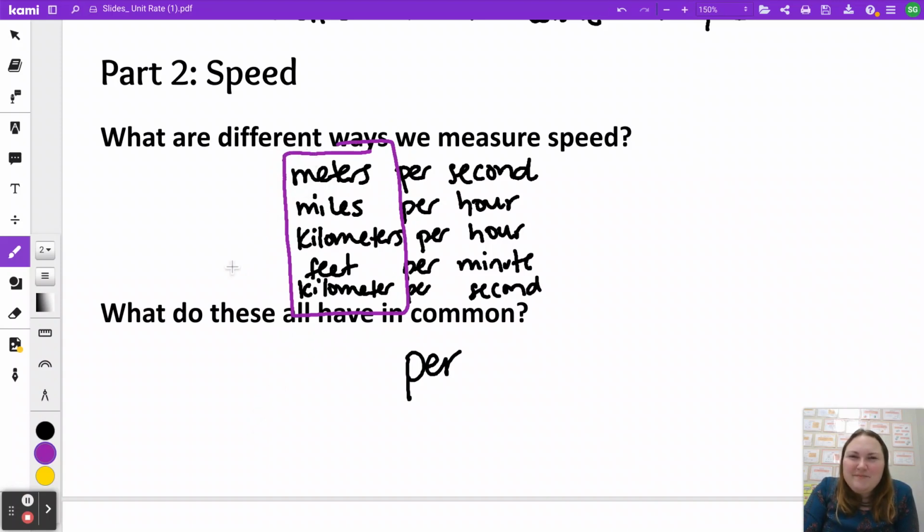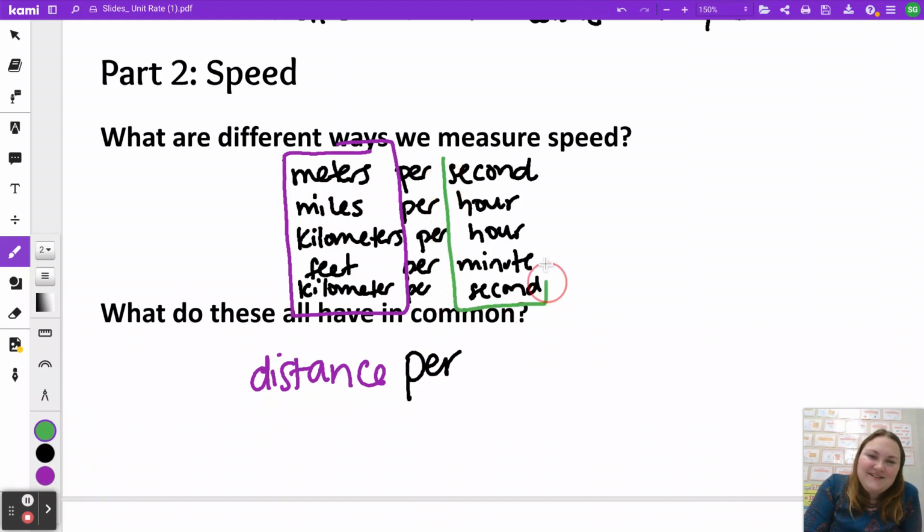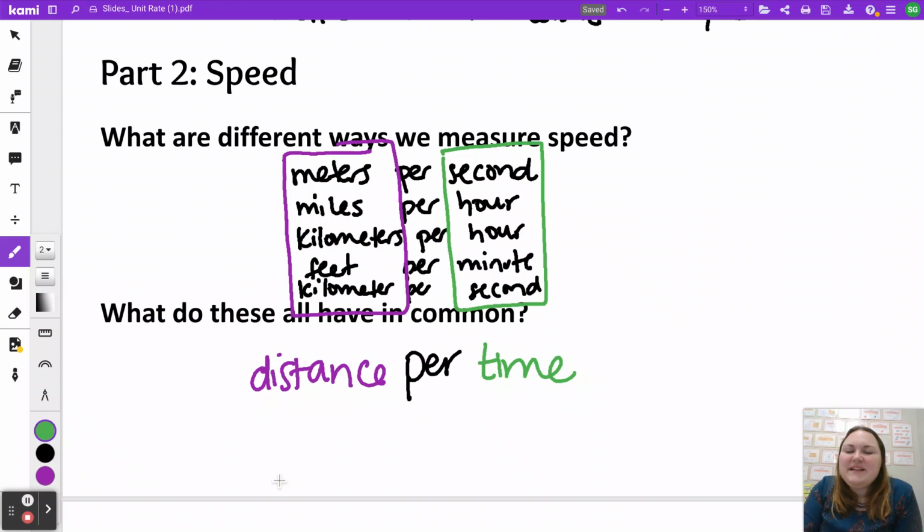We use all of these to measure a type of thing. You use meters, miles, kilometers, feet, inches, yards. You use all of these to measure a distance. When we're talking about speed, it always starts with a distance. And then the second part, when you look at what all of these words are, second, hours, minutes, what are all of those describing? Those are all examples of how you measure time. When you are describing speed, speed is going a distance over time.